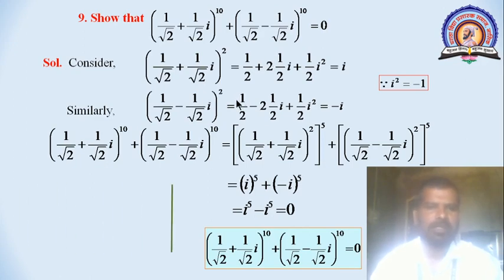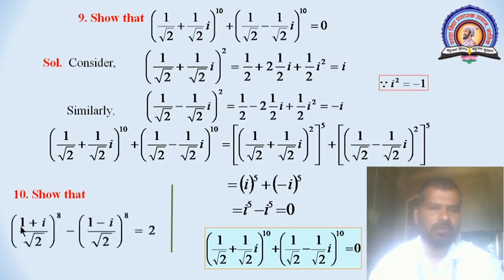The next example is: show that ((1 + i)/√2) raised to 8 minus ((1 − i)/√2) raised to 8 is equal to 2. It is similar to the previous example, only the power changes. Instead of 10 it is 8, instead of plus this should be minus, but the nature is again the same.